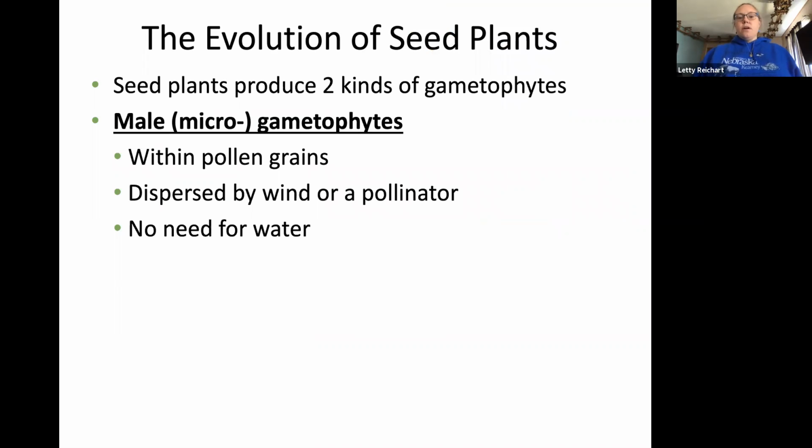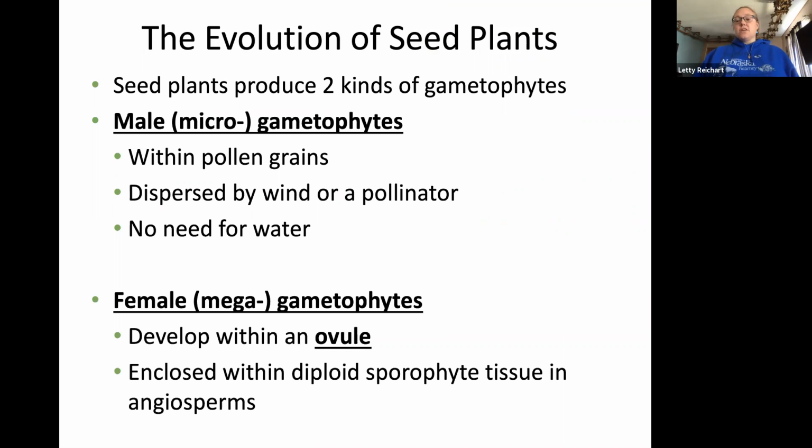All right, now, as I said before, the male gametophyte, or the gamete portion of the plant, is pollen for males. And for females, it's called the ovule. So that's the unfertilized egg cell in a plant.